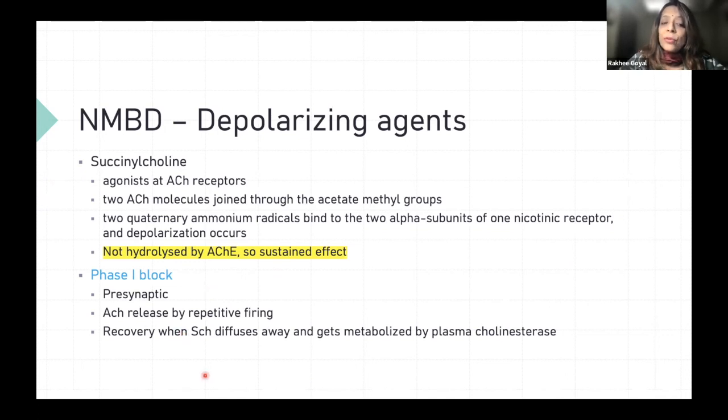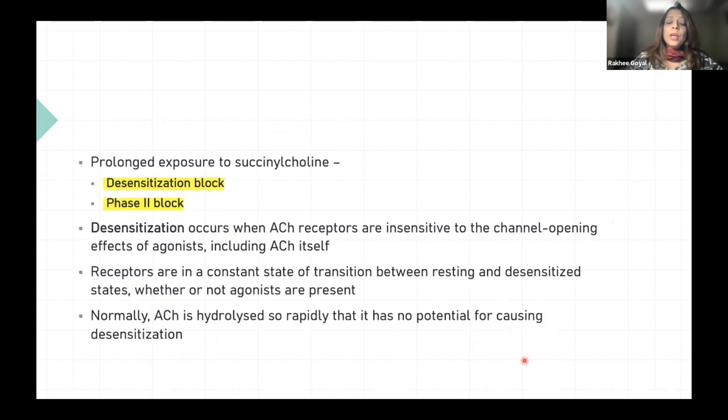This release of acetylcholine is by repetitive firing, and it continues till the time the succinylcholine diffuses away and gets metabolized by another enzyme, which is plasma cholinesterase, also present in the synaptic cleft. Now, we could have a desensitization block or a phase 2 block in different scenarios.